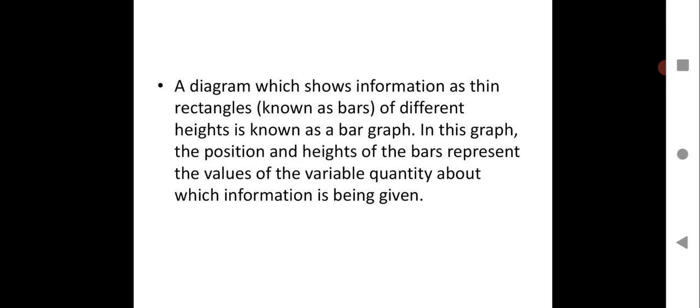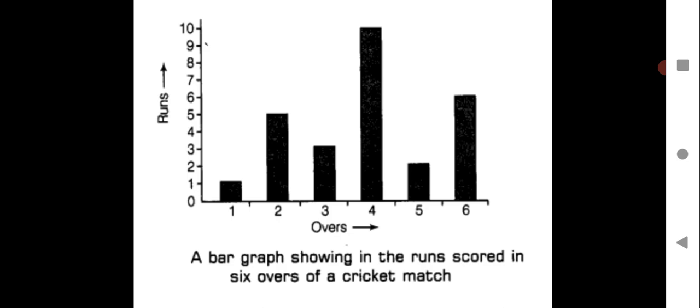Let us see, children. So here your bar graph is showing the runs scored in 6 overs of a cricket match. So very simple way of depicting this. You can interpret very easily in the first over, how many runs, second over, third over, fourth over. So instead of putting it in the tabulated form, you can easily find out how many runs in the fourth over. So this is how the graph can be drawn and easily interpreted.